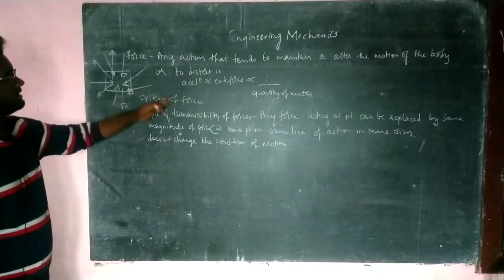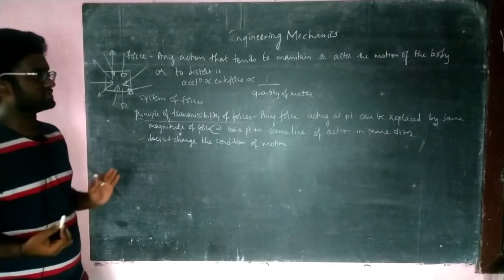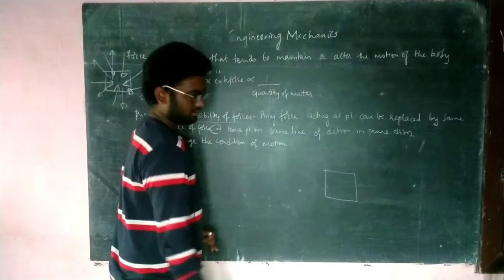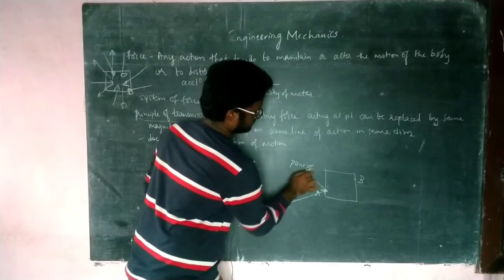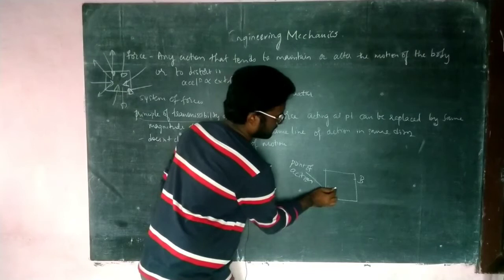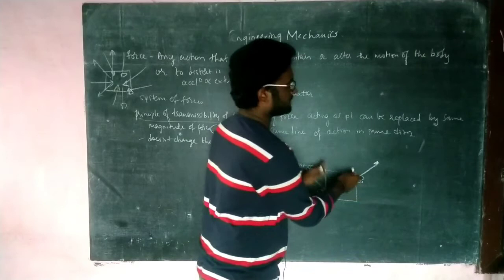Discussing the principle of transmissibility of forces. So what is this particular thing, the principle of transmissibility of forces? In simple words, if you consider this square block, this is point A and this is point B. This is called the point of action. If the force is acting in this direction, the amount of force that is acting at this point is the same as the amount of force acting on this point. This is what the principle of transmissibility of forces says.